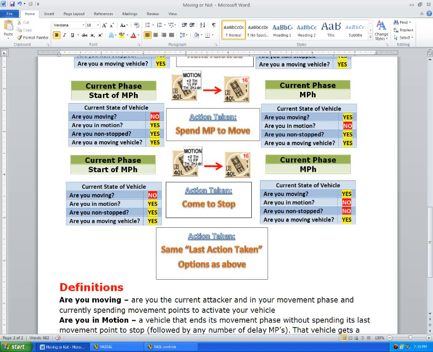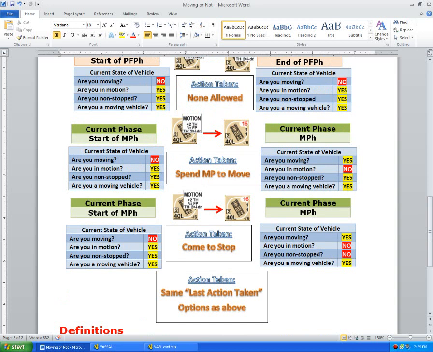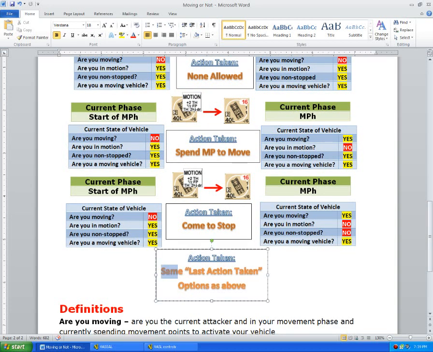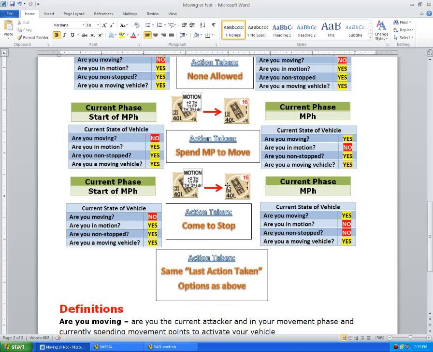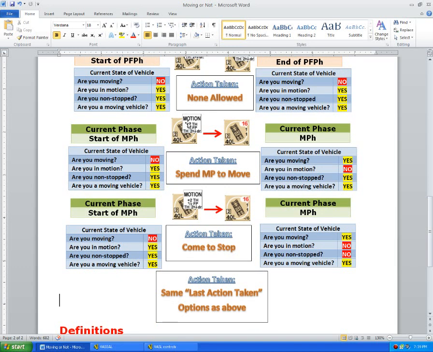Then we're just going to simply take our actions just like we did up on the top part of the sheet, and we're going to go through them and come back to our last action taken options below. The thing of note to keep in mind is, if you start your current movement phase with a motion counter, once you start spending movement points on it, you lose the motion counter. You are now moving the vehicle. When you're moving the vehicle, you're not in motion anymore.